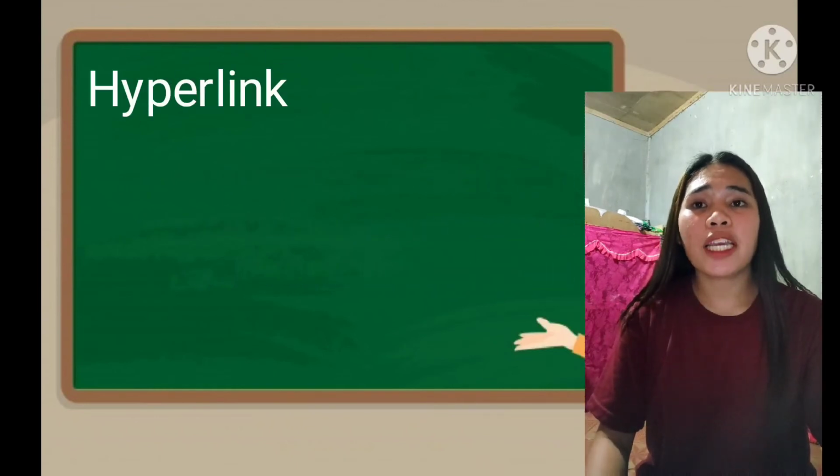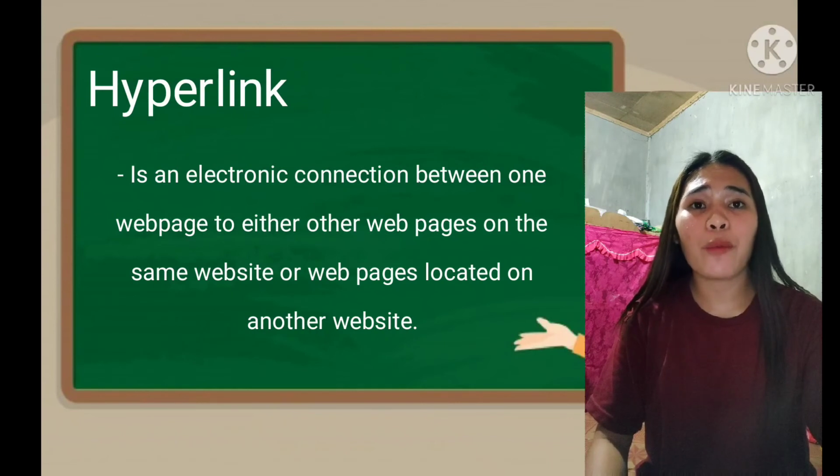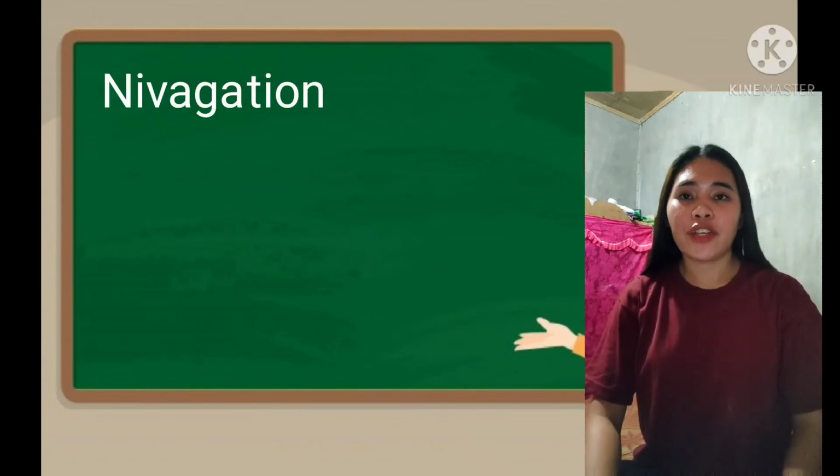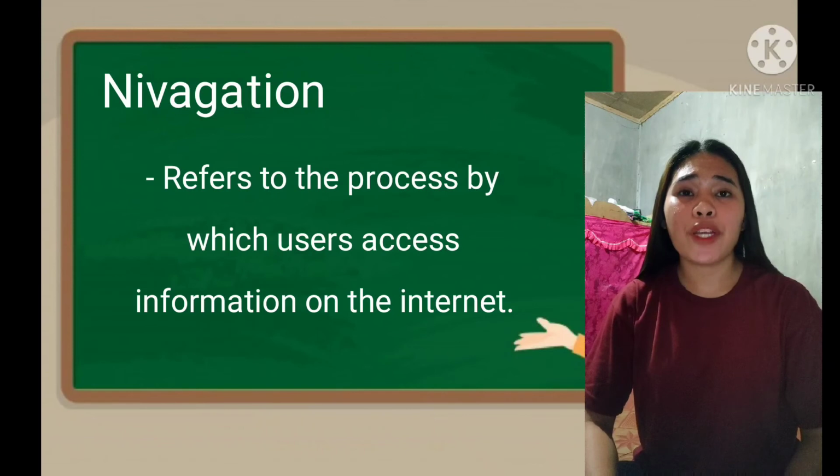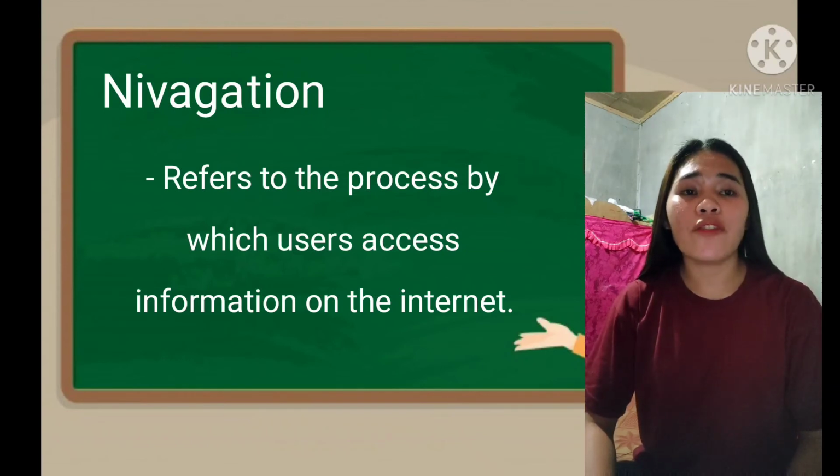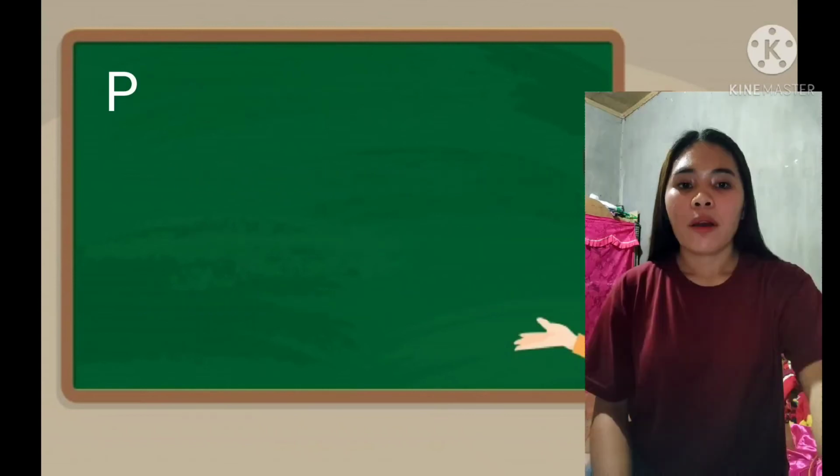Hyperlink. A hyperlink is an electronic connection from one web page to either other web pages on the same website or web pages located on another website. So a hyperlink is an icon, graphic or text that links to another file or object. Navigation refers to the process by which users access information on the internet. So navigation is the process of navigating a network of information resources in the World Wide Web, which is organized as hypertext or hypermedia.